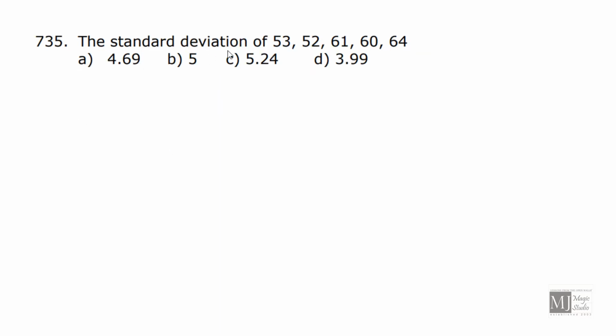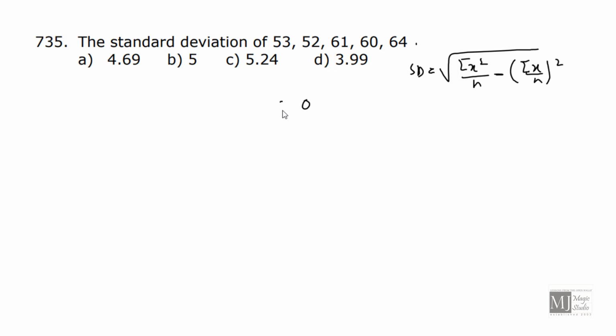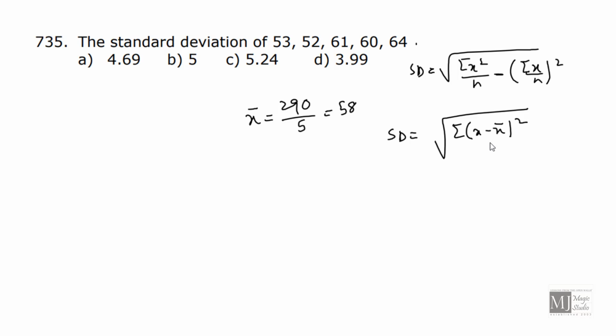The standard deviation of these numbers. See, when the numbers are small, we can use that formula: summation x square by n minus summation x by n whole square. But I don't prefer this formula when numbers are not small. So first let us find the mean of the distribution, and you can see how quickly we can calculate it. 290 by 5 is 58. 58 is the mean of the distribution. We can use this formula: SD is root over summation x minus x bar whole square by n. Now these all are x and this is x bar.